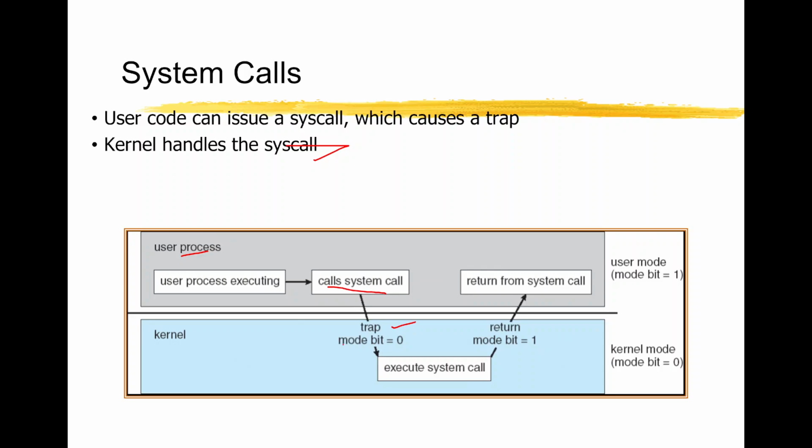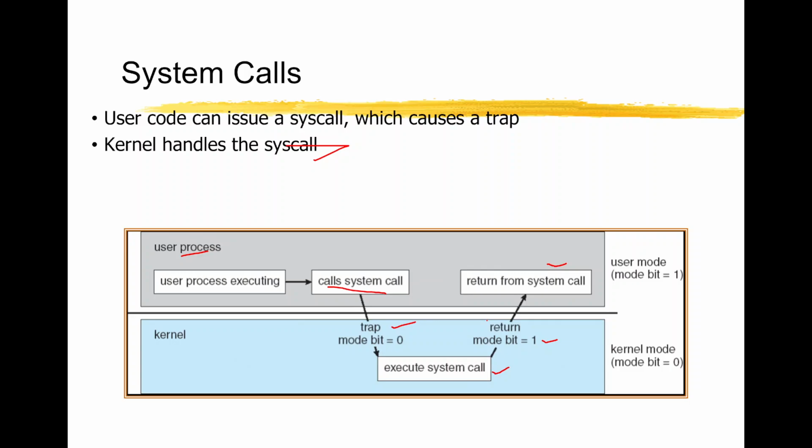So it causes a trap, turns the mode bit to 0, and then executes the call. And once that is executed, it turns the bit back to 1. Remember, 0 is for kernel, 1 is for user mode, and then it returns and continues processing. User mode, mode bit 1; kernel mode, mode bit 0. That is how the system call functions within the computer system, from user process to kernel.